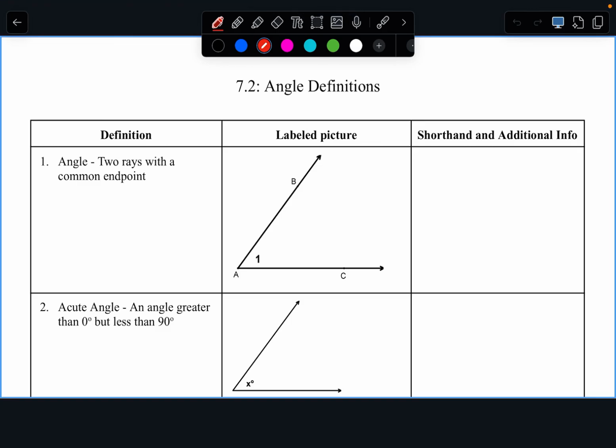Today we're working on section 7.2, which is more definitions. So this section is all about angles and their definitions.